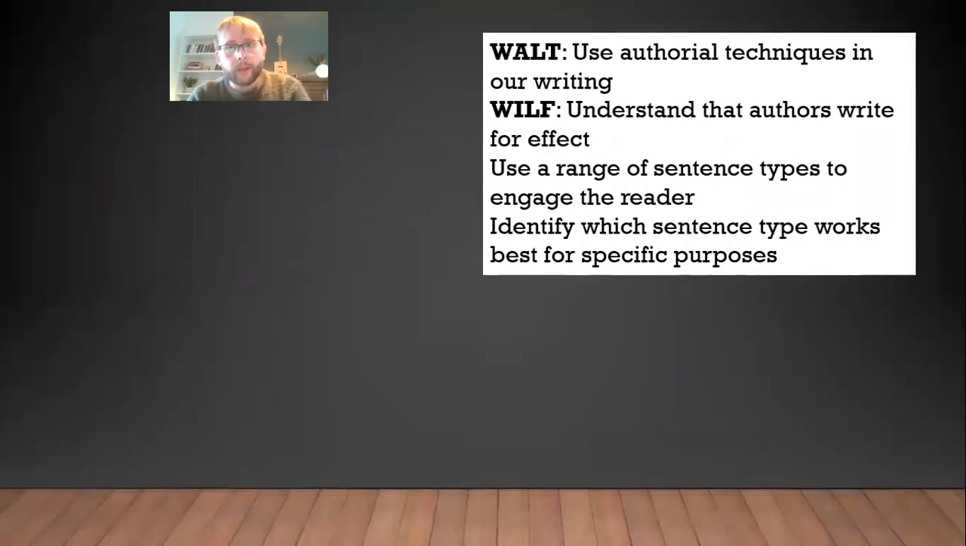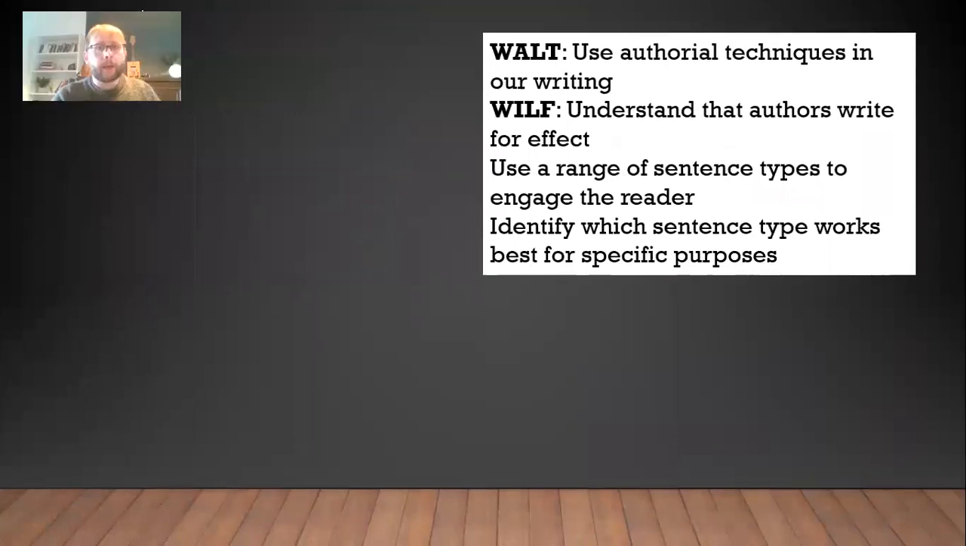Today, we're beginning to look at the way that we can use authorial technique in our writing. And what I'll be looking for is that you're understanding that authors write for effect. They don't just write to pass the time. They write to try and create an effect, to make you feel a certain way. And we're going to hopefully be using a range of sentence types to engage the reader. I'd like you to have a go at identifying which sentence types work best for each specific purpose, though.